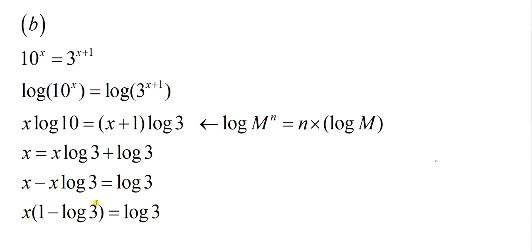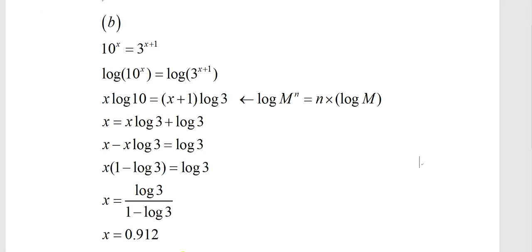Now you can move this bracket to the other side, becoming division. Log 3 divided by 1 minus log 3. And you get x equals 0.912. That's the first method you handle this question. But if you do not want to take common log, you want to take log base 3, you can get the same result.